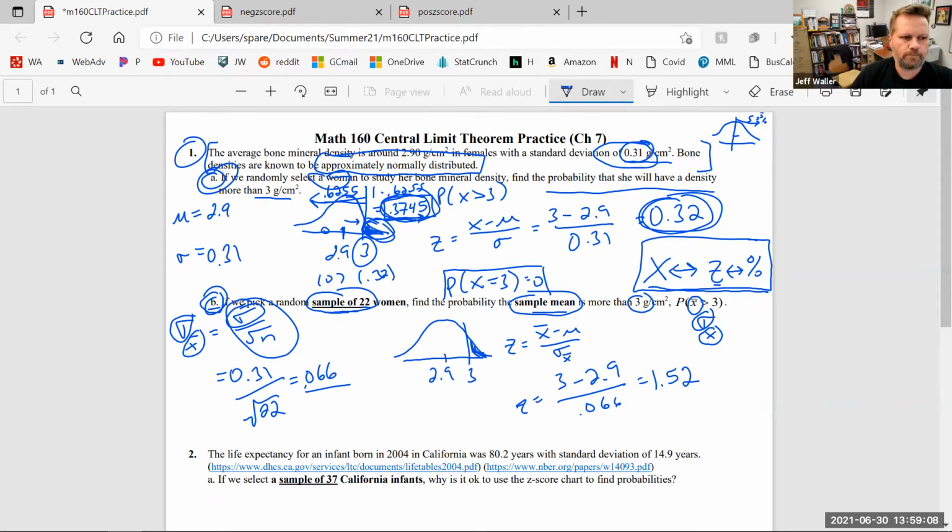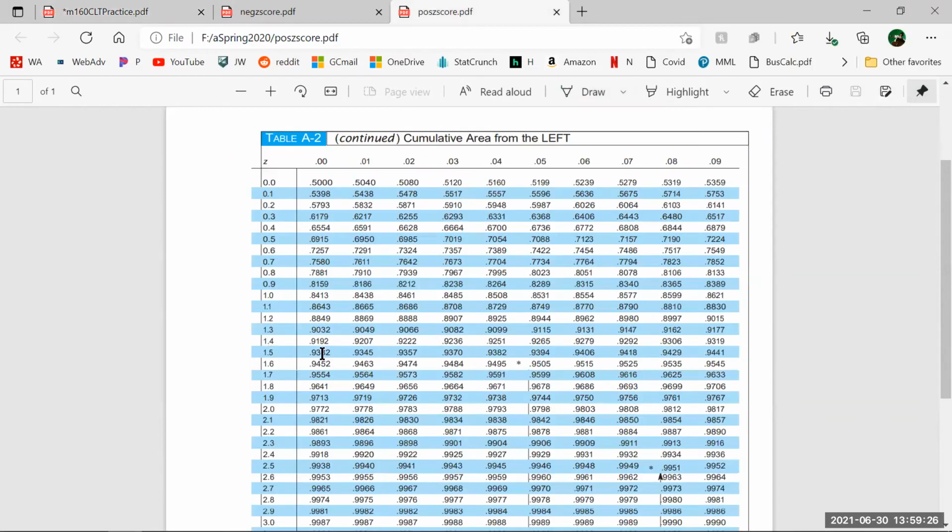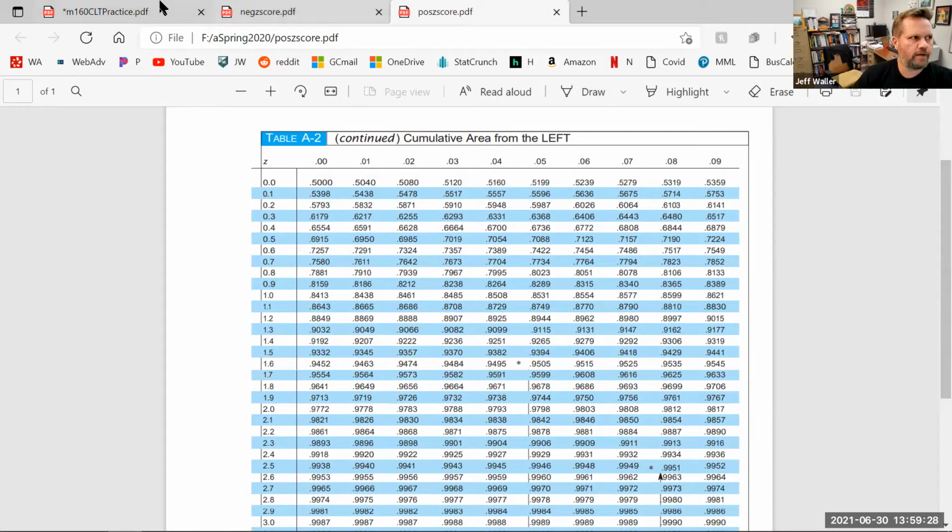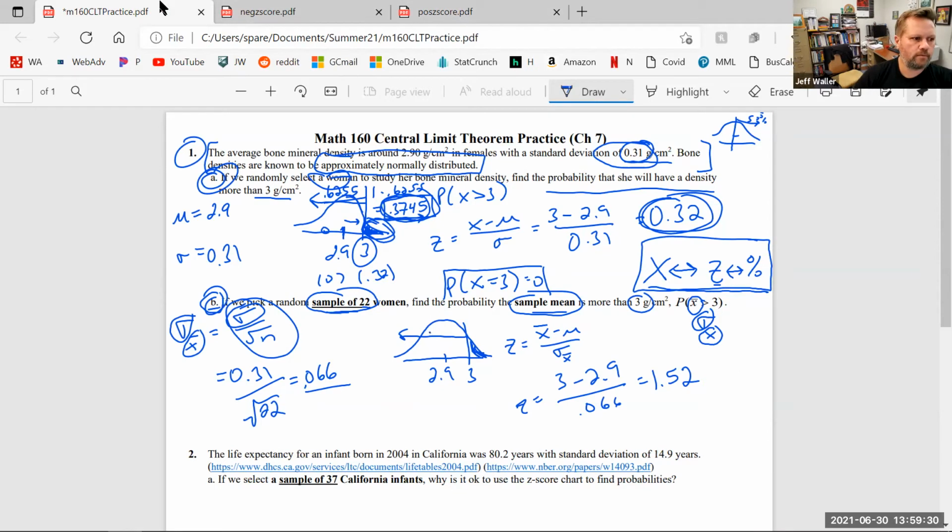All right. So when we look that up, what do we get here? What's this area? .9357. Yeah, .9357. So the answer is going to be 1 minus that.